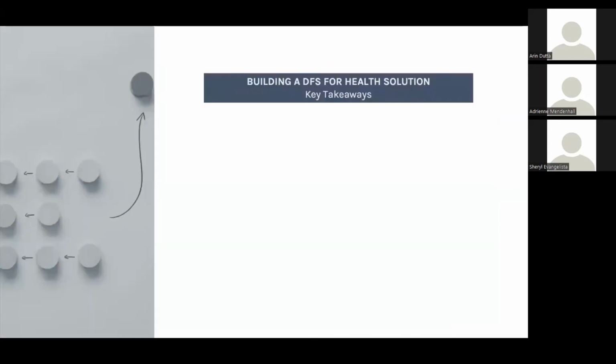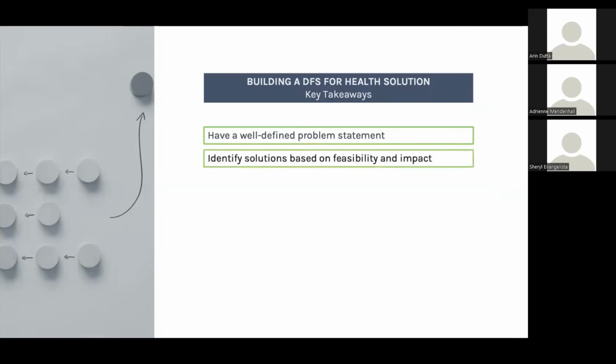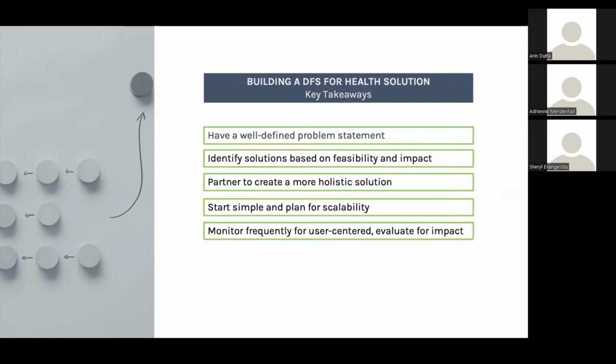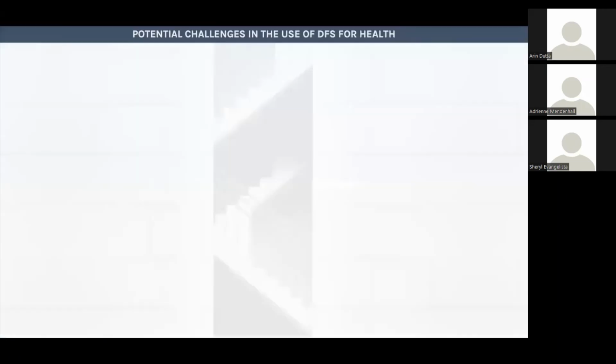population level. So the key takeaways for building a DFS for health solution is having a very well-defined problem statement, identify solutions based on the feasibility and impact, partner so that you can create a holistic solution, start simple, plan for scalability, and of course, monitor frequently to ensure that the product is user-centered and evaluate for impact.